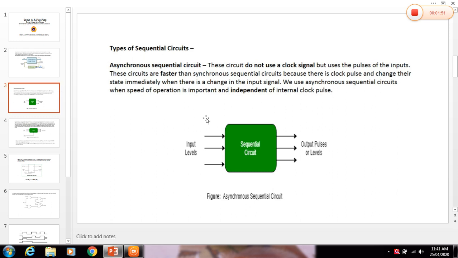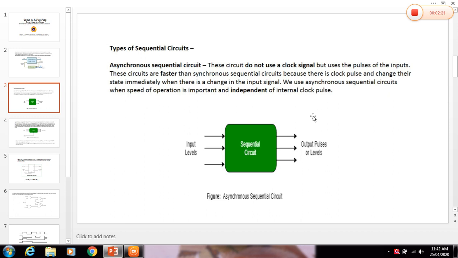Here we can see that in an asynchronous sequential circuit, the output is defined and we have input levels. These inputs can be a present input, a previous input, or both. Here, as soon as you give the input, you will suddenly get an output. You will get a result instantly. So there is no need of a clock pulse for synchronization.